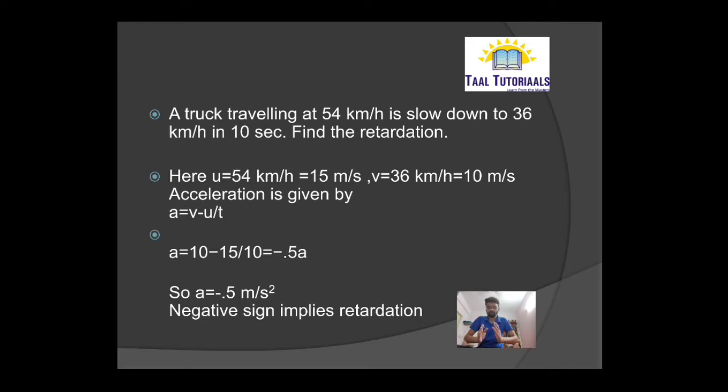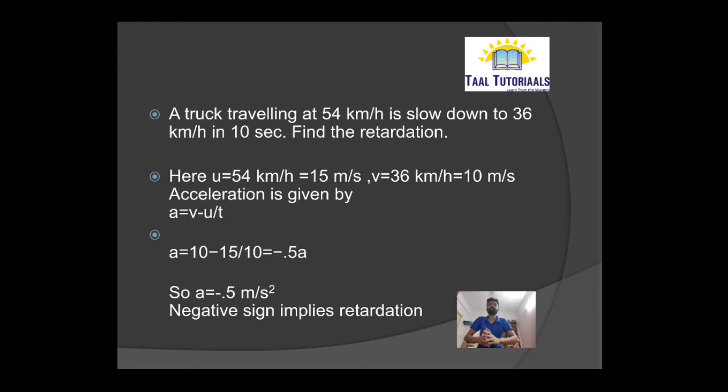So first, the basic thing which we are following here is noting down the information which is given in the question. We have a truck traveling at 54 km per hour and slowed down to 36 km per hour. Its initial velocity, which we denote by u, is 54 km per hour and its final velocity, which we denote by v, is 36 km per hour. For both of them, we need to convert into meter per second. 54 km per hour is converted into meter per second: 54 into 5 by 18, and we get 15 meter per second. Same with 36 km per hour, converted into meter per second, that is 10 meter per second.